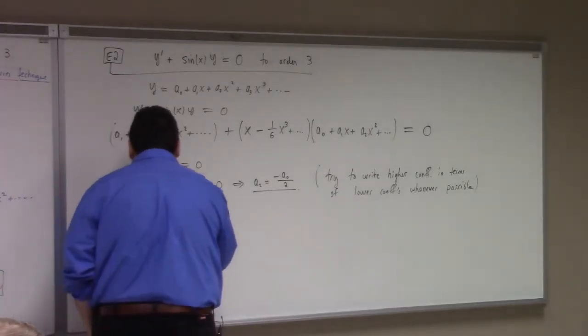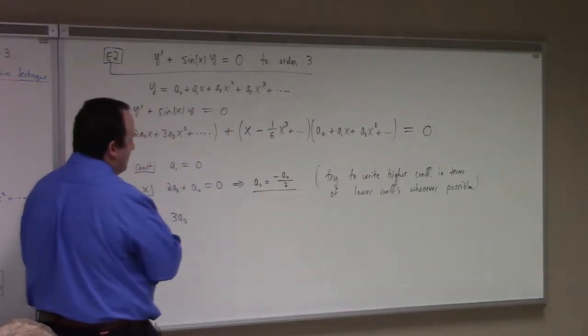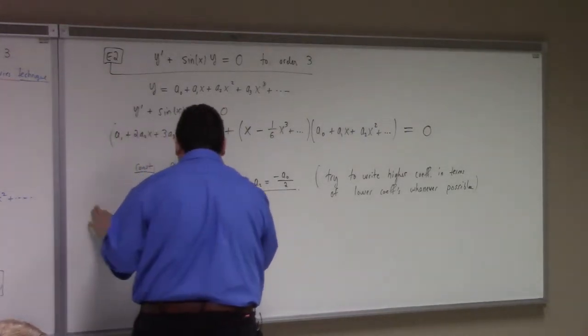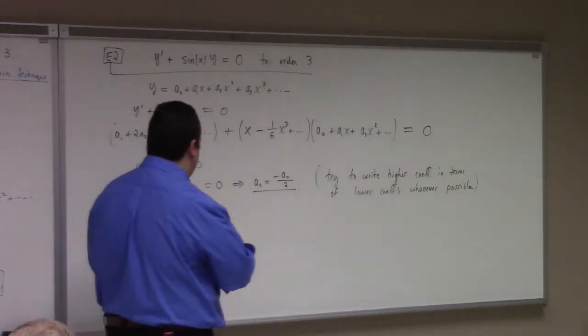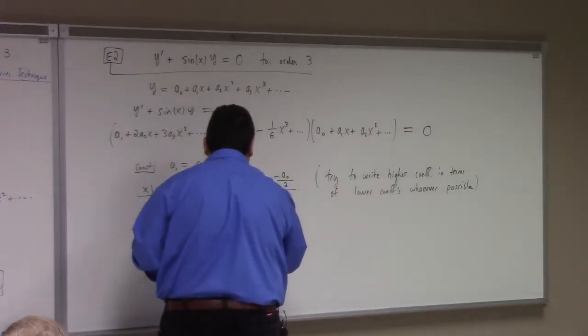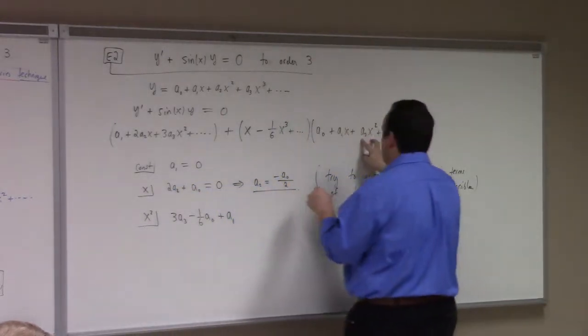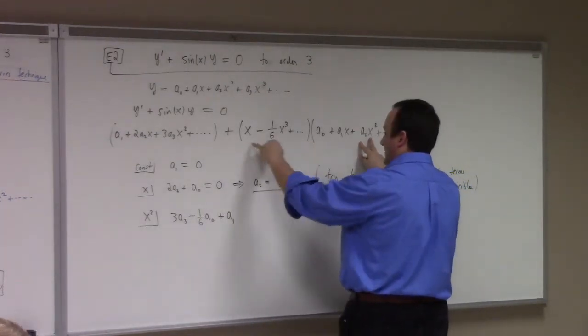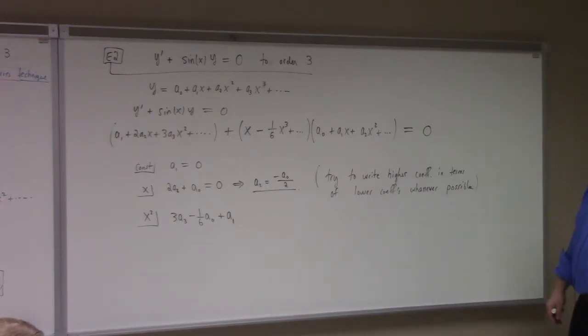x squared, what do we got? 3a3, right? Now, minus 1/6 a0, very good. Plus a2, very good. Plus a1. The a2 does not get to play, does it? Because that doesn't produce an x squared in the multiplication. It produces at least an x cubed or an x to the 4. How does a0 get to 1/6 because it's cubed? Schnikes.